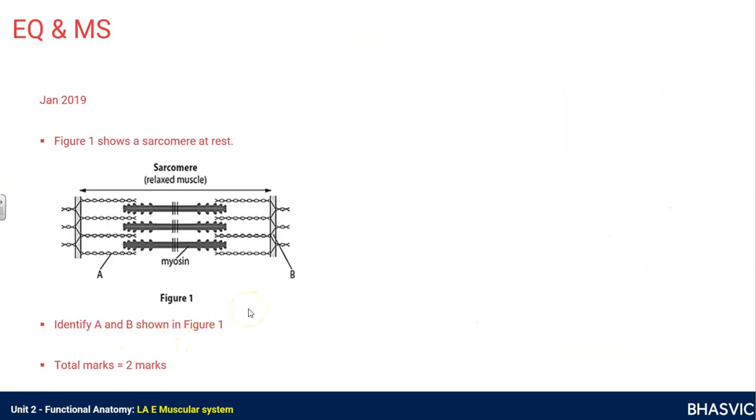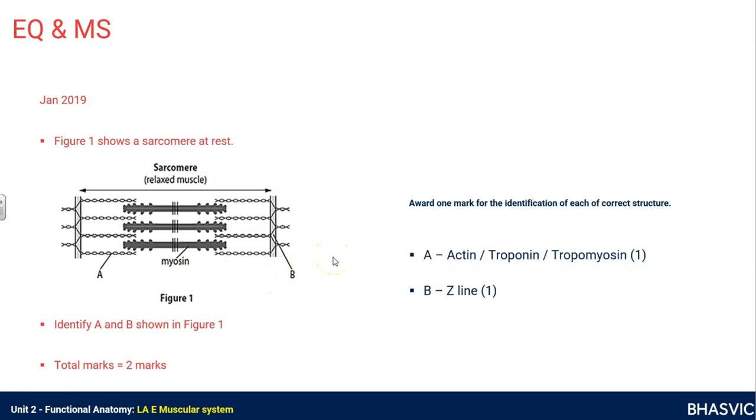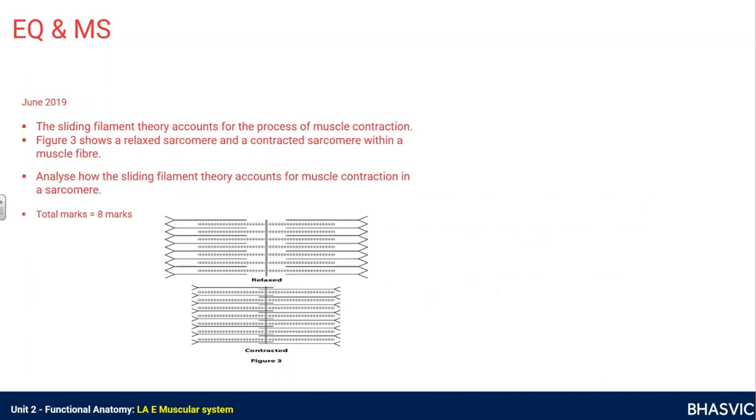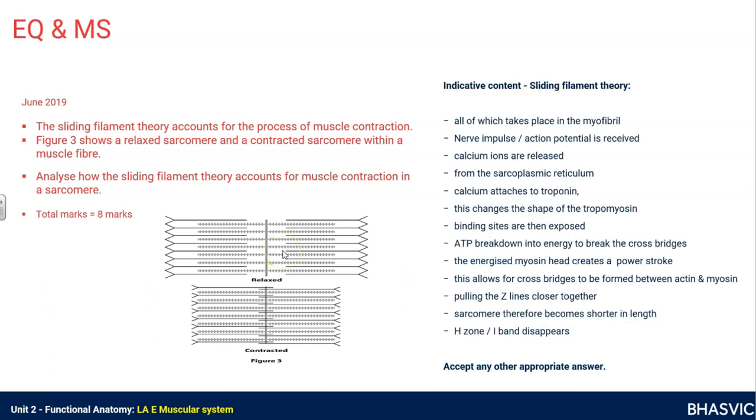So questions we've had. There's been a 2 marker to identify these things in a sarcomere. Now that's quite a kind one, I think. Actin and the Z lines. It could be more complex. You could be asked for any of the bands or the zones. This was the 8 marker, and that, of course, is the mark scheme that I've been showing you.